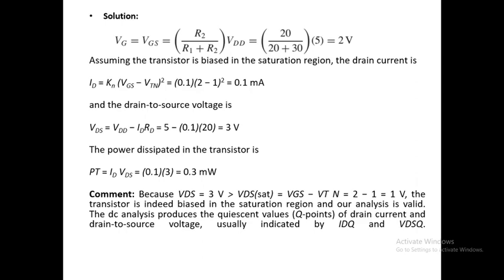Now we have to validate our condition that the MOSFET is operating in the saturation region. That's why verify that VDS should be greater than VDS saturation. So VDS saturation is equal to VGS minus VTN, which is equal to 2 minus 1, which is 1 volt, and we have got VDS is equal to 3 volt. That's why our assumption is correct, and this transistor operates in the saturation region. If our assumption is incorrect, then assume that the transistor is biased in the non-saturation region, and again repeat the procedure.